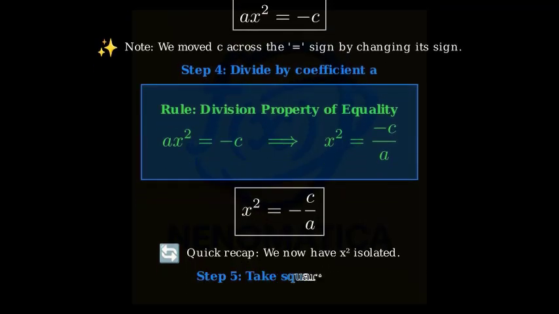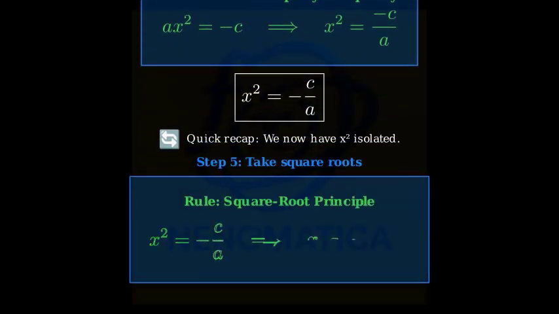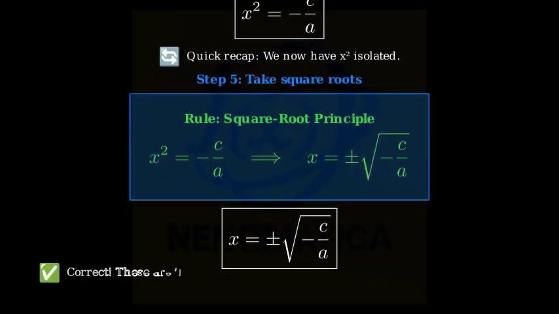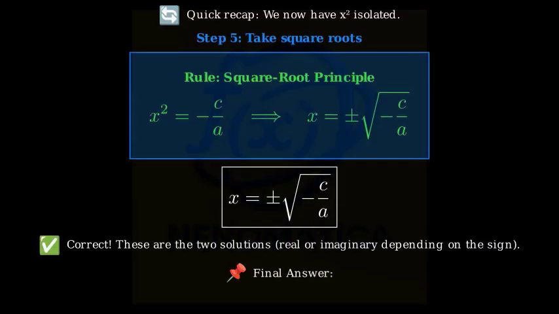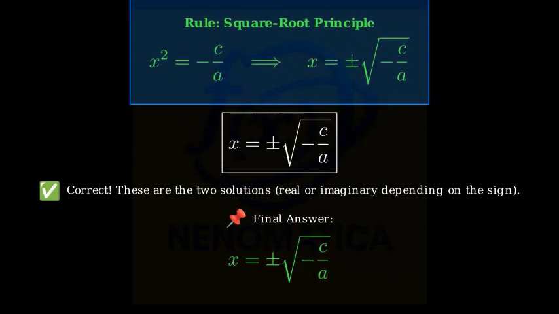Step 5. Finally, we take the square root of both sides to find x. Remember that when we take the square root, we get both the positive and negative values. So x equals plus or minus the square root of negative c over a. So our final answer is x equals plus or minus the square root of negative c over a. Whether these solutions are real or imaginary depends on the sign of negative c over a.